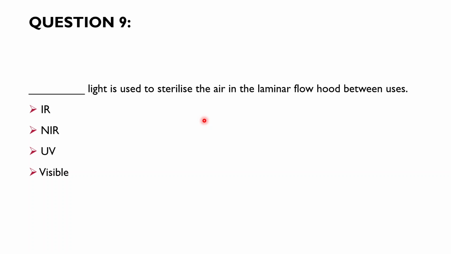Which light is used to sterilize the air in the laminar flow hood between uses? We have four options: IR, NIR, UV, or visible. IR refers to infrared, NIR refers to near infrared, UV is the ultraviolet light, and then we have the visible light. Which of these options is the correct option? Which light do we use to sterilize the air in the laminar flow hood between uses? You can write in the chat box.